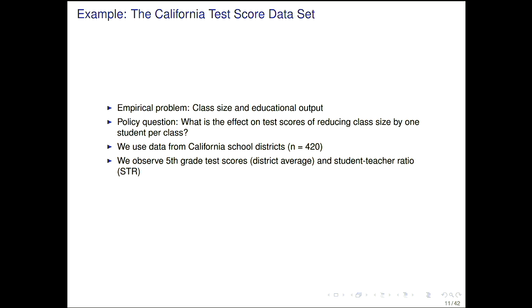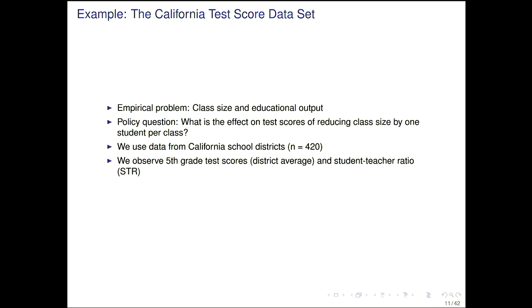This data came from California school districts. Each observation, the observation unit, is a school district. In California, there must be a very large number of school districts, but we're going to use only 420 school districts. So the sample size is 420. We observe year 5 students, so 5th grade test scores. And the test score is a district average. That is not an individual outcome. We collect all the test scores and then we take the average for each district. That is the variable that we are interested in.